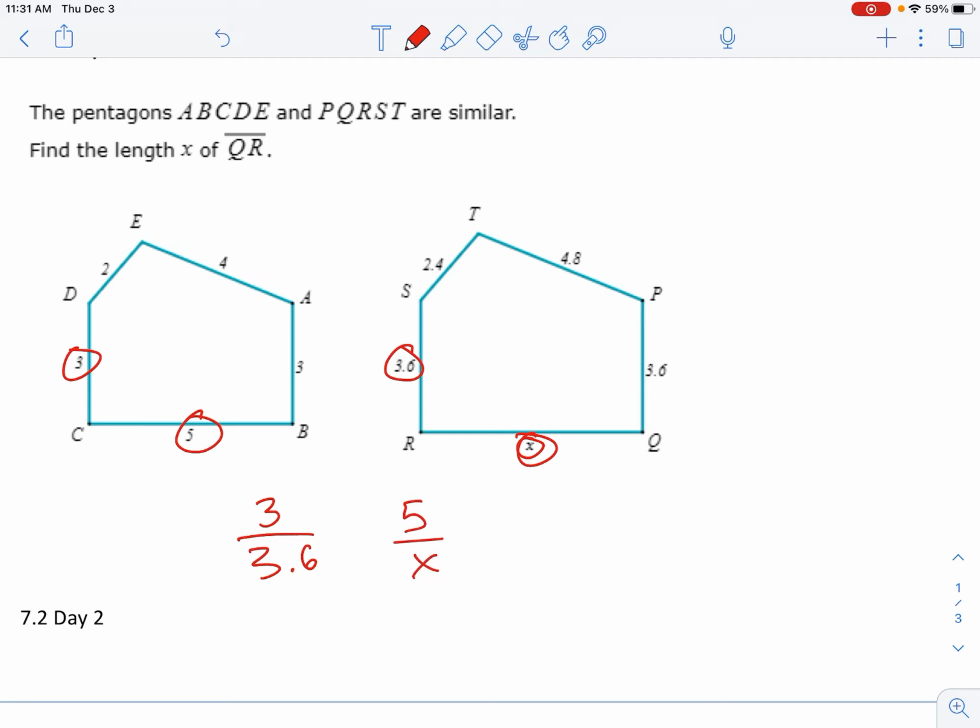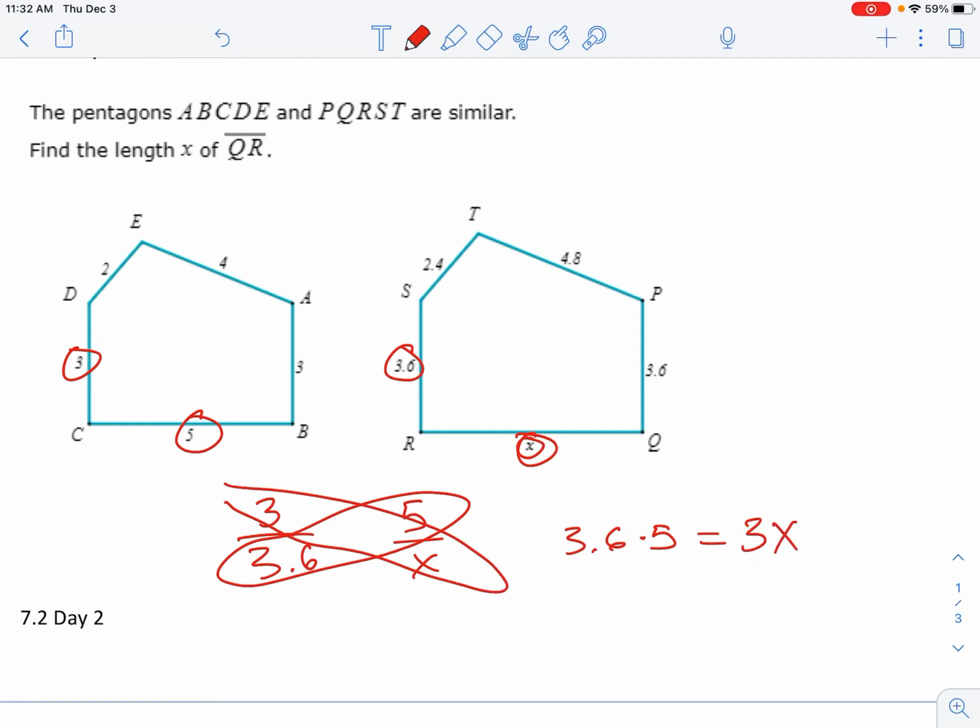And I'll do 3.6 times 5 equals, and that's just coming from my cross multiplying, and then that equals 3 times x, or 3x. So 3.6 times 5 equals 18. That must mean x equals 6.